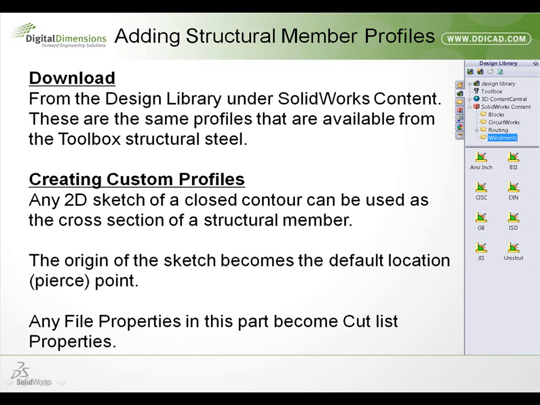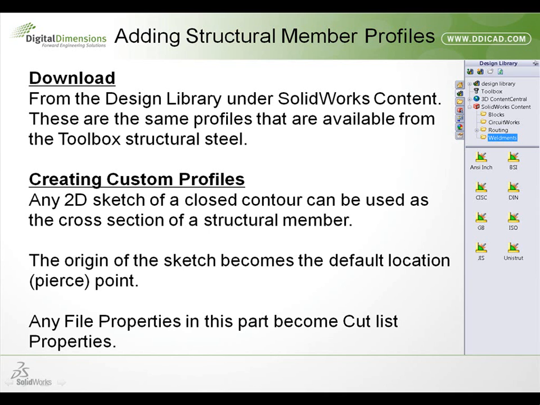So underneath the design library for SOLIDWORKS content, you'll see a Weldments folder. Inside that Weldments folder, we'll find common standards such as ANSI, INCH, and ISO. The items that are located within these standards you may have seen underneath the toolbox, structural steel. In addition to these standards, we can also generate our own custom profiles.